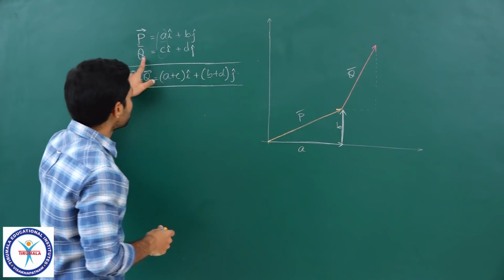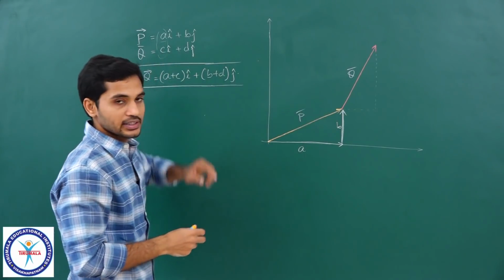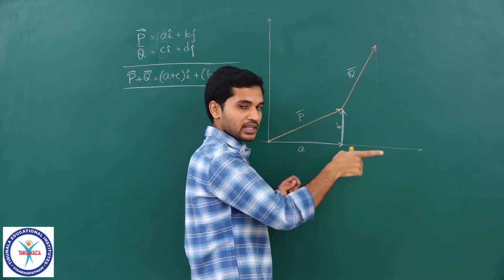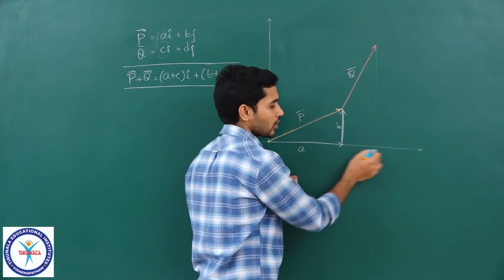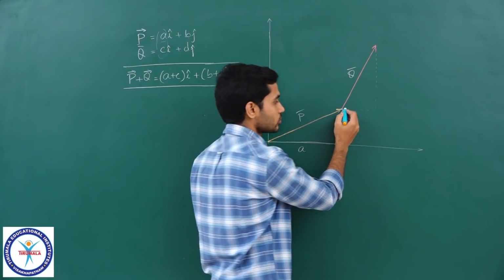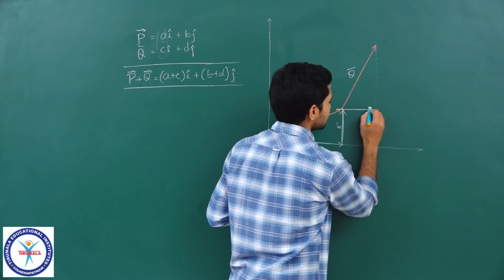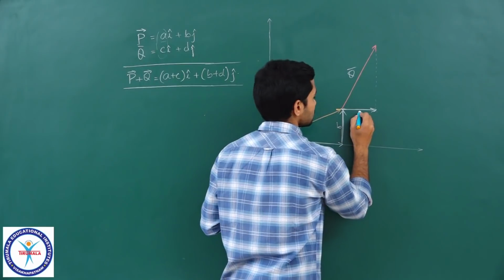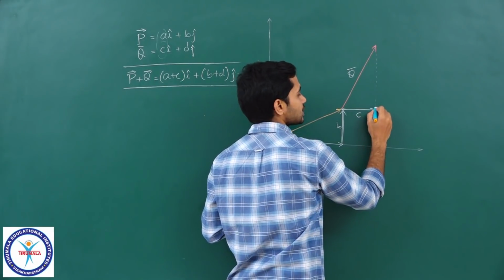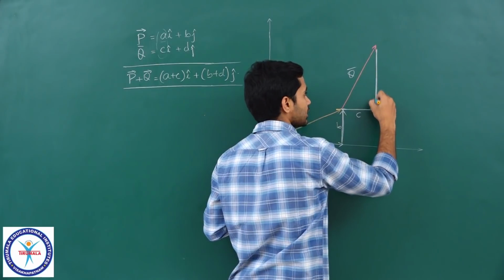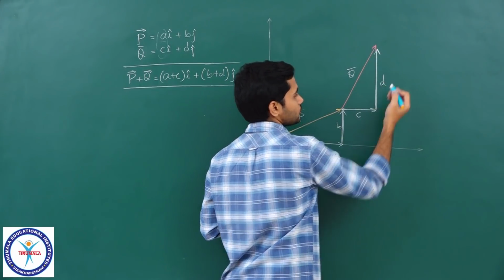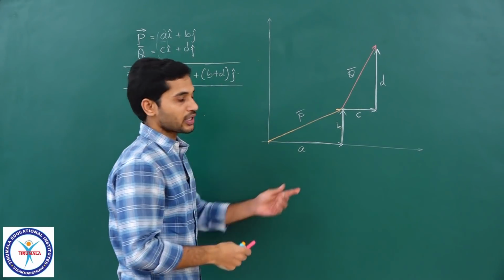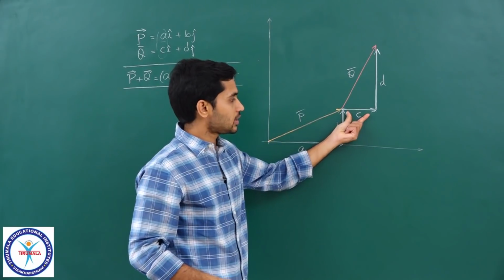Okay. Now similarly q bar has ci cap and dj cap. So along x axis, from its tail, along means you do not have to draw a line along x axis, it can be parallel to x axis also, right. So along x axis it has a length of how much? c, and along y axis its component is d. Correct, students? Okay. So now p bar, q bar, and as you can see a, b, c, d.